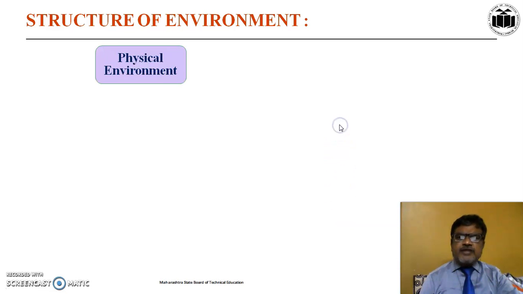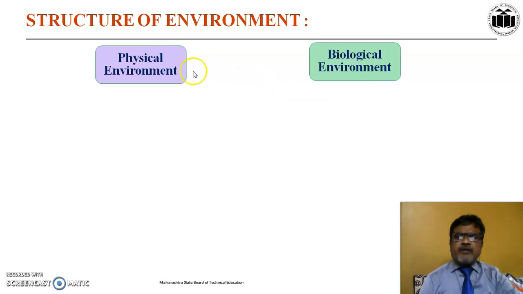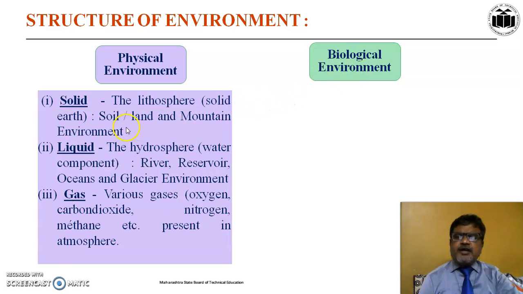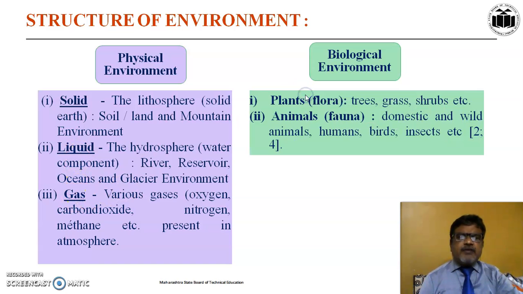Now we have to study the structure of environment. There are two structures of environment. First is the physical environment structure and second is the biological environment structure. Physical environment structure includes solids, liquids and gases, and biological environment includes flora, that is plants, and fauna, meaning animals.